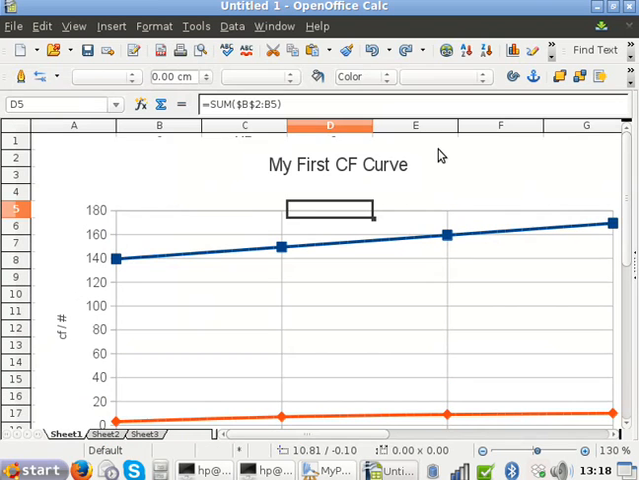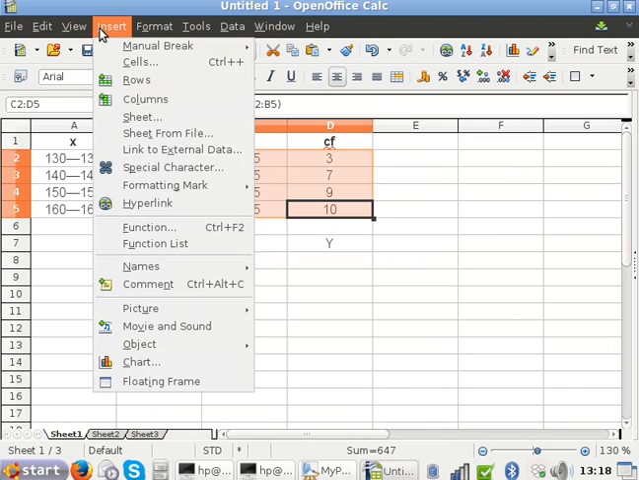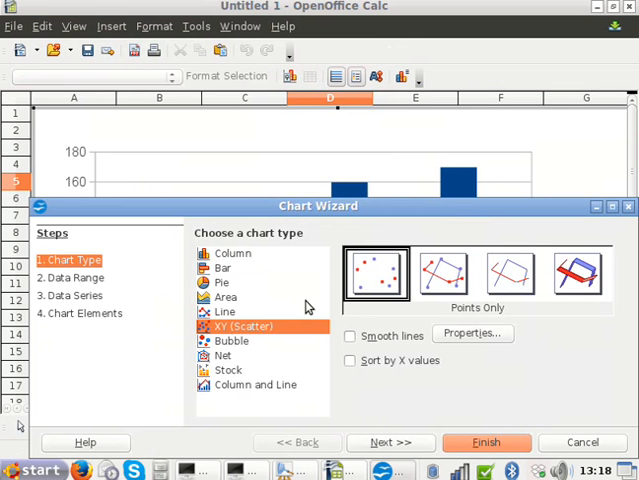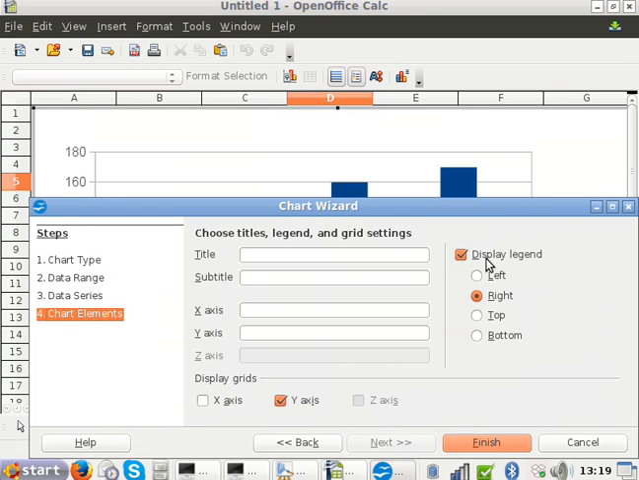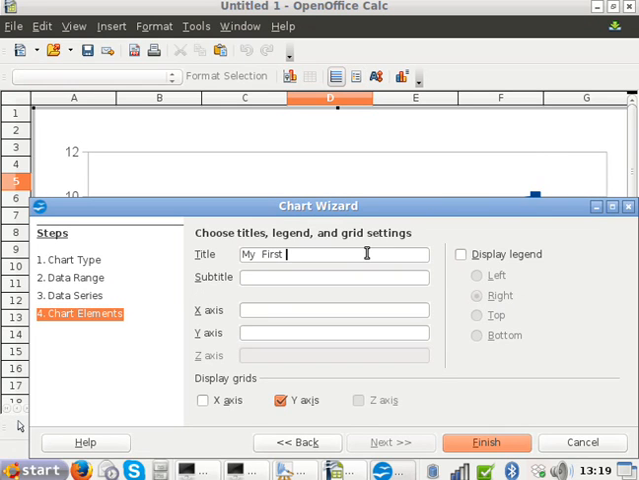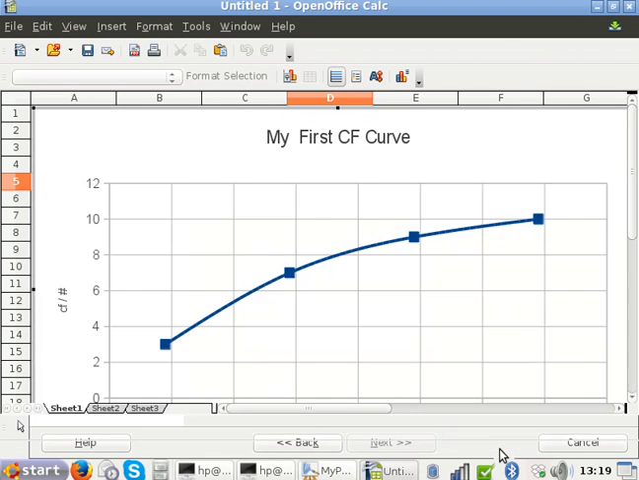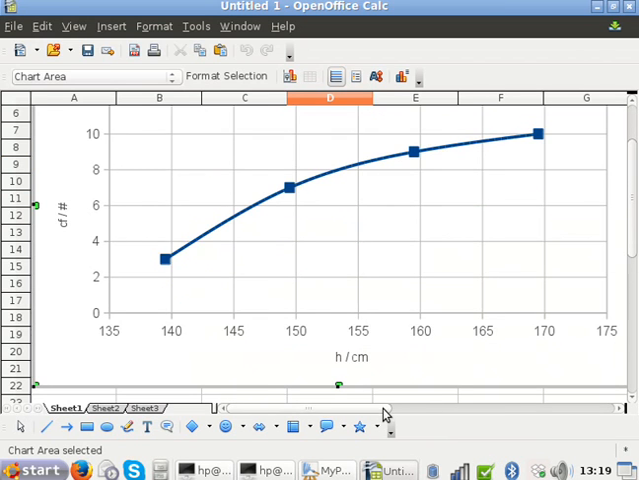Oh, for goodness sake. Sorry, I know what I did wrong. This one, this one, this one, this one. My first height in centimeters, cumulative frequency, count included. There we go. Shrink it a little bit.